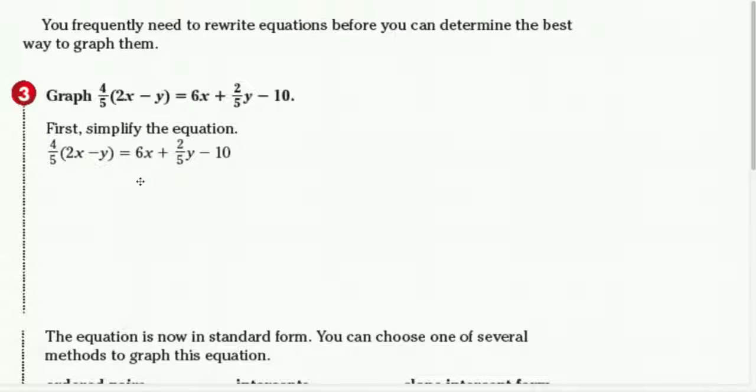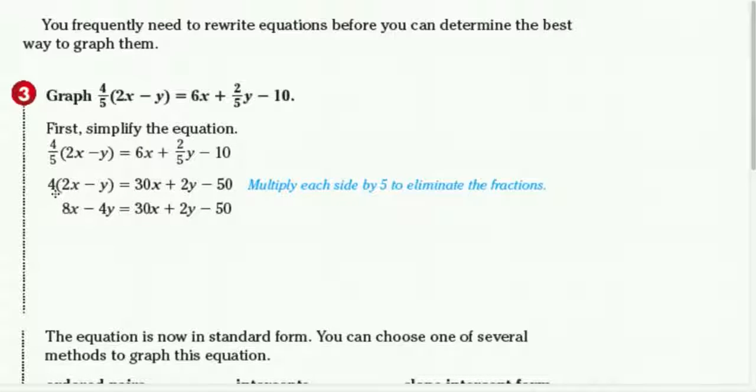First thing we need to do is copy the problem and then multiply both sides by 5 to eliminate our fractions. If you multiply both sides by 5, we now have 4 times the quantity 2x minus y equals 30x plus 2y minus 50. Remember, you need to distribute 5 to both of the expressions. Then simplify further by using the distributive property. This becomes 8x minus 4y equals 30x plus 2y minus 50.